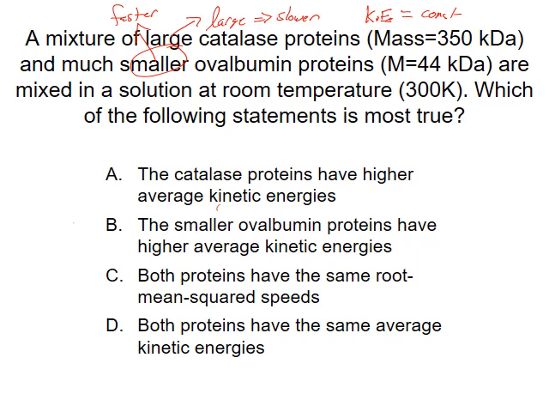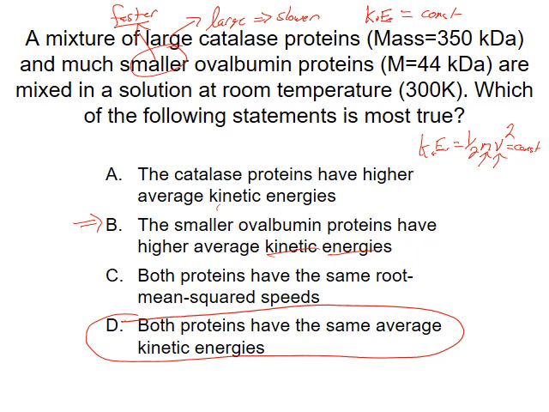So many students would tend to answer B. The smaller ones are moving faster. However, it's important to recognize that kinetic energy is a combination of both mass and velocity, and it's the kinetic energy that's remaining constant. The velocities are changing based on the masses. So the only correct answer then is that both proteins have the same average kinetic energies. So that's an important distinction between the words average kinetic energy and velocity.